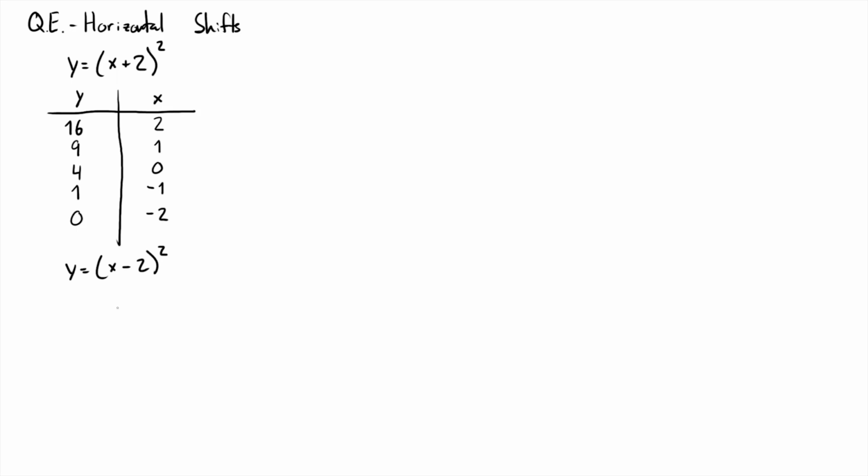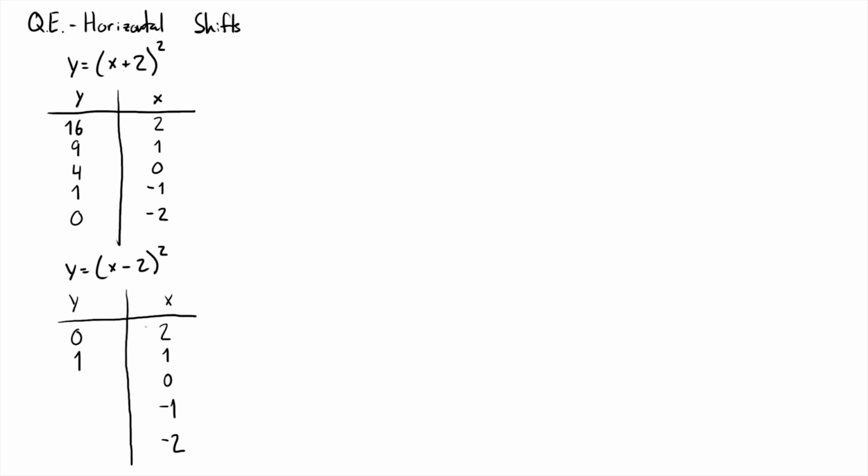Okay? And we'll do the same thing here with this bottom one. So we're going to have a y and an x. And again, we can graph it from 2 to negative 2. So we're going to have 2, 1, 0, negative 1, and negative 2. And again, if you substitute in, 2 minus 2 is 0, 0 squared is 0. You might start to notice a pattern here. 1 minus 2 is going to be negative 1. Negative 1 squared is just 1.